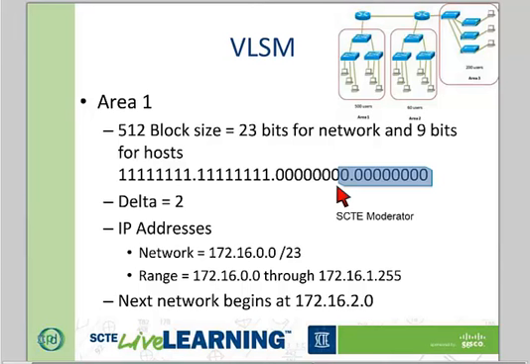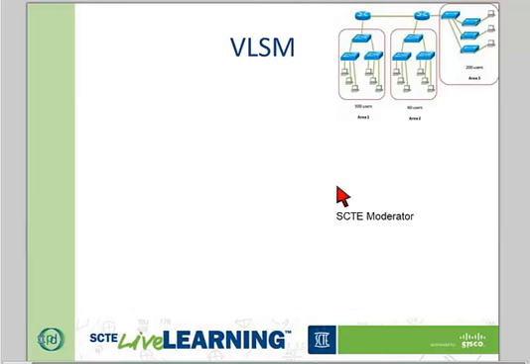Because with VLSM, all the networks are different sizes, so you're not going to keep subnetting one after the other to keep making these equal pizza pie slices. You're now going to create a different size network. So you're only going to carve out this first one and stop. So our next network begins at 172.16.2.0. So let's take a look at that one.